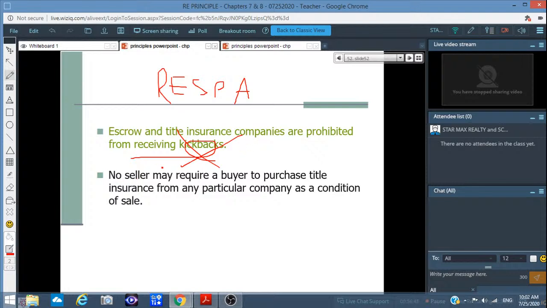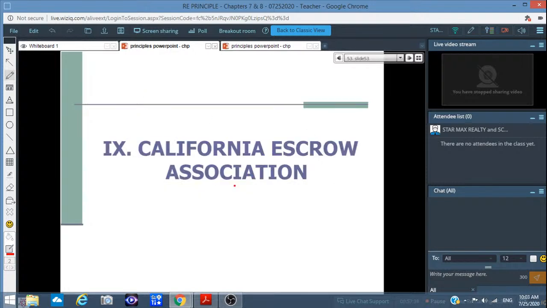That's called kickbacks. No seller may require buyer to purchase title insurance from any particular company as a condition of sale. Okay，他不可以指挥这个买主去买什么什么保险，OK，所以呢，他买给你，他的选择，OK，因为他不买的话，他也不可以叫你，哎，你在这个产权公司去买这个保险，OK，因为他买的话，他可以他的选择，OK。Alright, California Escrow Association.